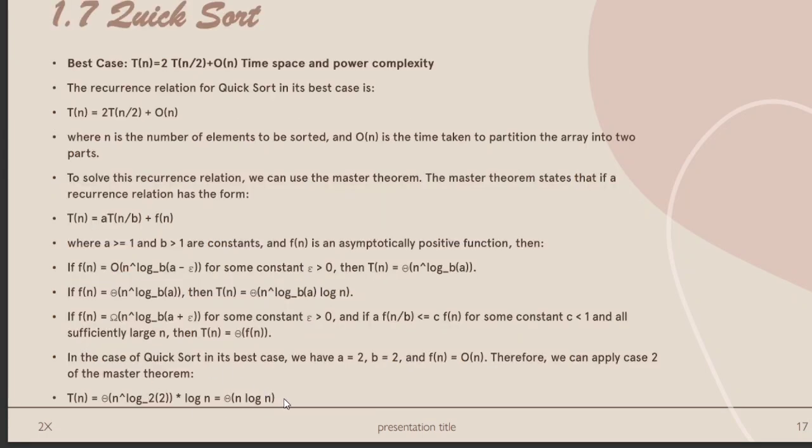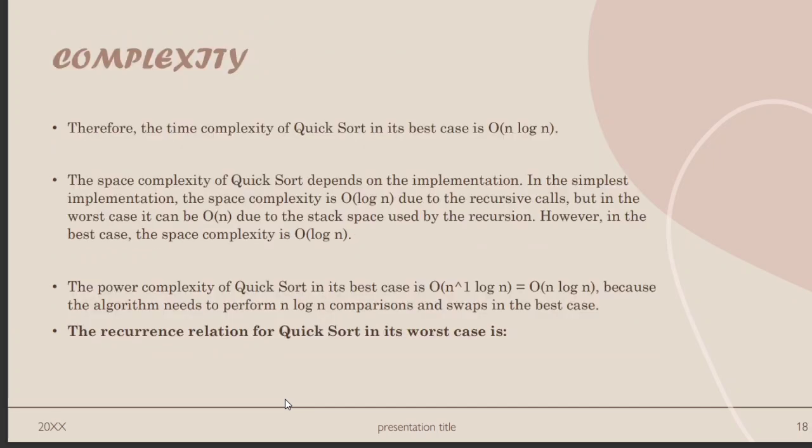Finally, the recurrence relation of the quick sort is big theta of n log n. The time complexity of quick sort in the best case is order of n log n. The space complexity of quick sort depends on the implementation. In the simplest implementation, the space complexity is order of n log n, but in the worst case, it can be order of n, and in the best case the space complexity is order of log n.